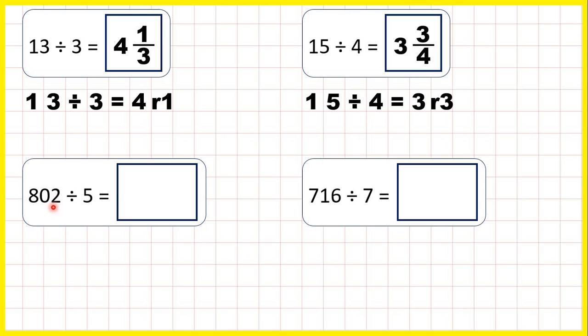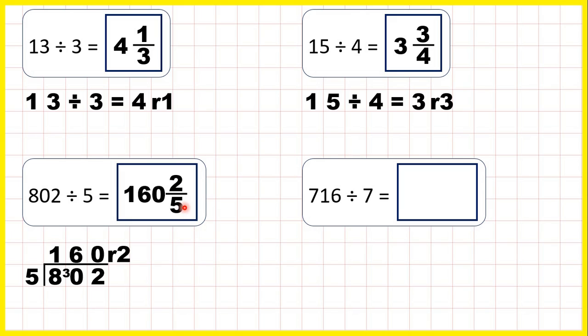Now 802 divided by 5, so we need to use short division here. 8 divided by 5 is 1 remainder 3. 30 divided by 5 is exactly 6 with no remainder, but then 2 divided by 5 is 0 remainder 2. So we can write 160 as our whole number, the remainder as our numerator, and the number that we're dividing by as our denominator. So that's 160 and 2/5.